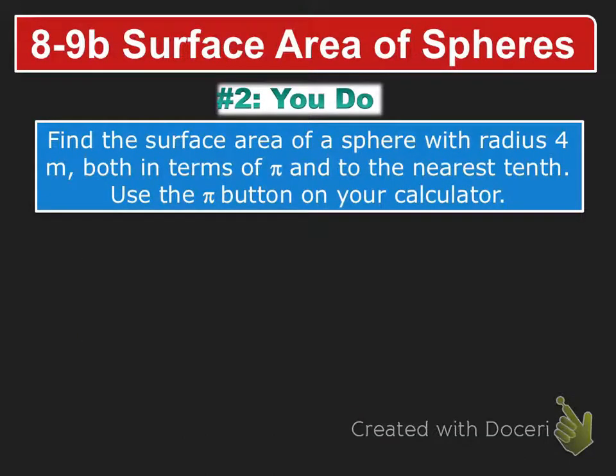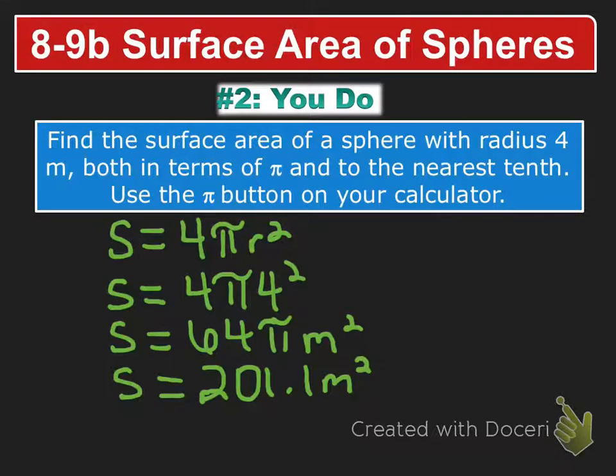Alright, let's look at number 2. Find the surface area of a sphere with a radius of 4 meters, both in terms of pi and to the nearest tenth. Use your pi button. Now, if you remember, surface area equals 4 pi r squared. So go ahead and pause the video and try this one on your own. If you did everything correctly, you should have gotten 64 pi meters squared, or 201.1 meters squared.